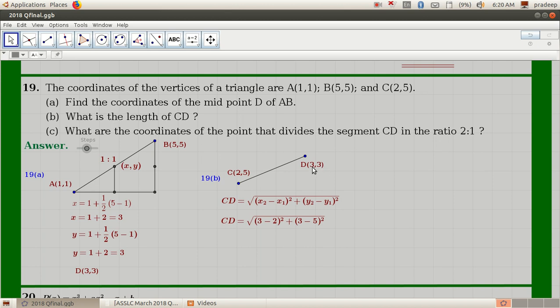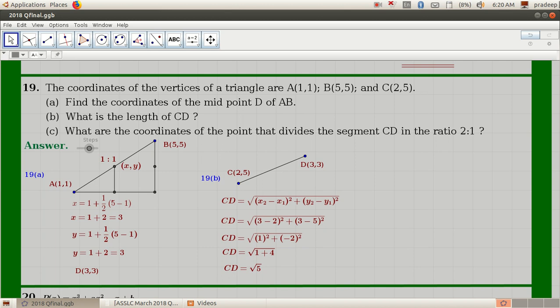So, (3 minus 2) whole squared plus (3 minus 5) whole squared is equal to 3 minus 2 is 1, squared, plus 3 minus 5 is negative 2, whole squared. Therefore, CD is equal to the root of 1 plus 4, that's equal to root of 5.